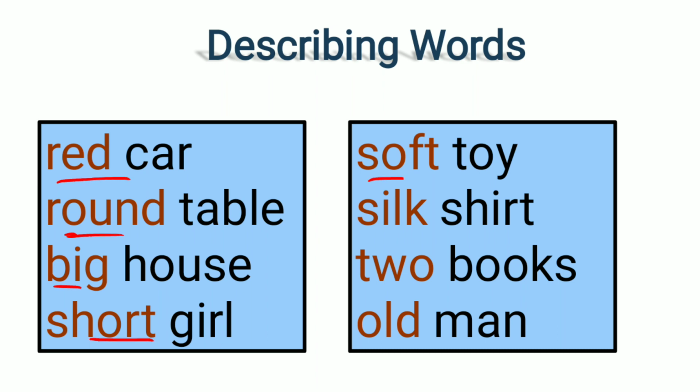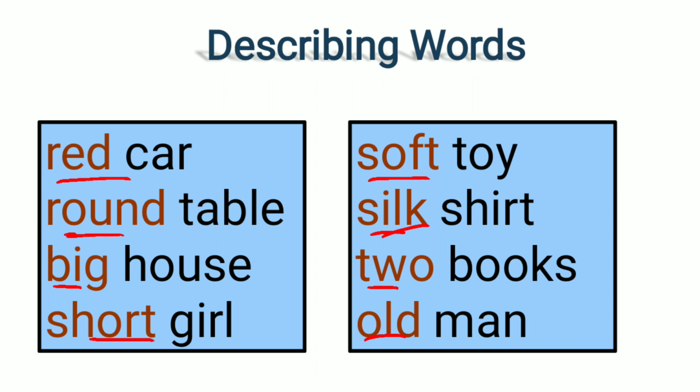Soft toy. How is the toy? It is soft. So soft is the describing word. Silk shirt. The shirt is made up of silk. So silk is the describing word. Two books. How many books are there? Two. So two is the describing word. Old man. How is the man? He is old. So understood children?